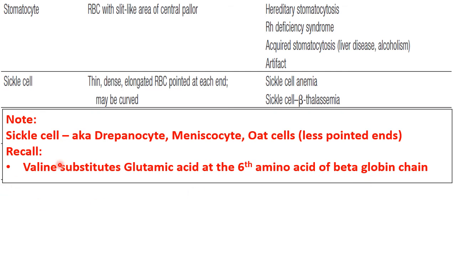Sickle cell, also known as drepanocyte, meniscocyte, or oat cells. Oat cells naman kapag less pointed yung ends. Okay? And recall natin yung sickle cell anemia. Ano ang meron genetic mutation dyan? Valine substitutes your glutamic acid at the 6th amino acid of the beta-globin chain. Okay? Dapat valine ang answer for the mutation for sickle cell anemia.